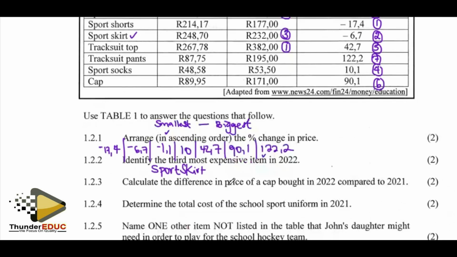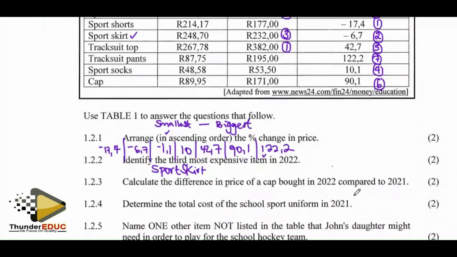All right, calculate the difference in prices of a cap bought in 2022 compared to 2021. The moment you hear difference, what comes in your head has to be subtraction. You will need to subtract. So we get the values in 2022 minus the values in 2021. We are looking at the difference of the cap bought. So here, this is the cap that we are looking at. So we shall take this value here minus this.